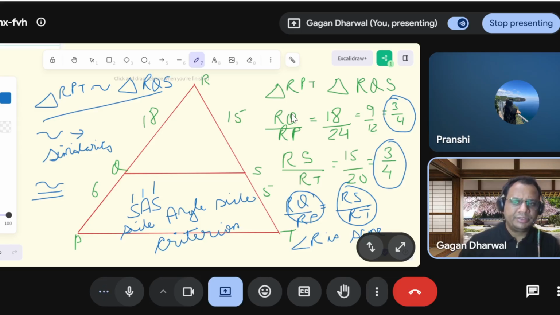Congruency is also a parallel concept to similarity. That's why I'm just covering it. In congruency, everything is the same: sides, angles, area. When you keep the two triangles on top of each other, they will superimpose and hide the other one.